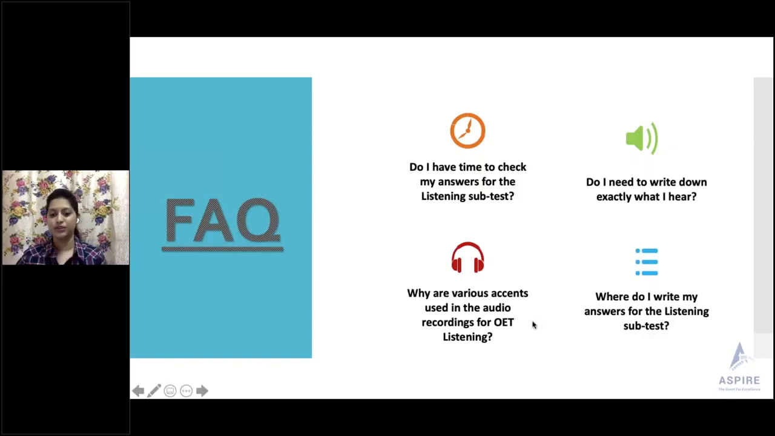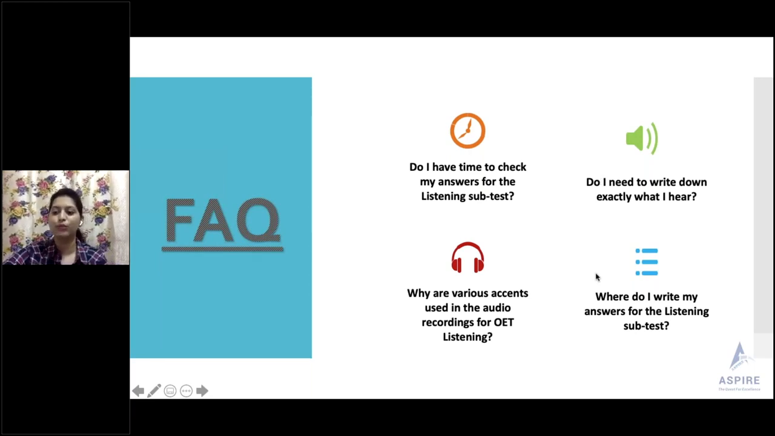So why are various accents used in the audio recording for the OET listening? They use a range of accents to reflect the global nature of the healthcare workforce. So the main accents that you will hear are Australian, British, and, to one extent, American. And you can even hear other varieties such as New Zealand, Irish, or Canadian, etc. That is just to reflect the real workplace scenario, because you will meet people of different places, different cultures.